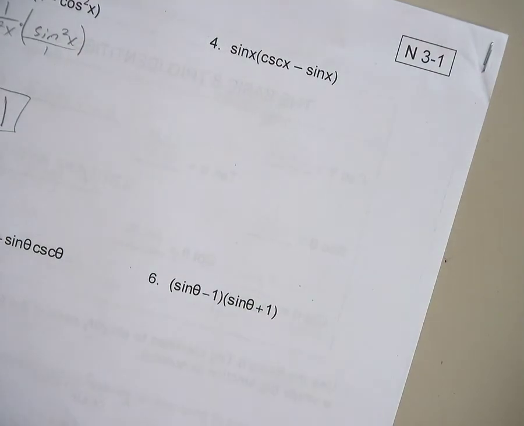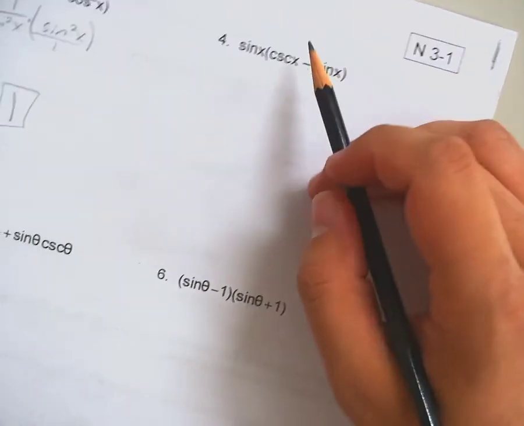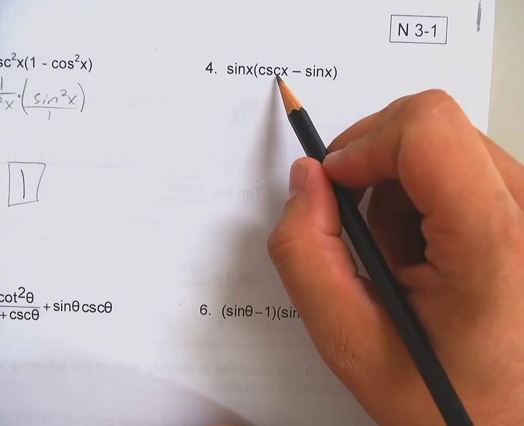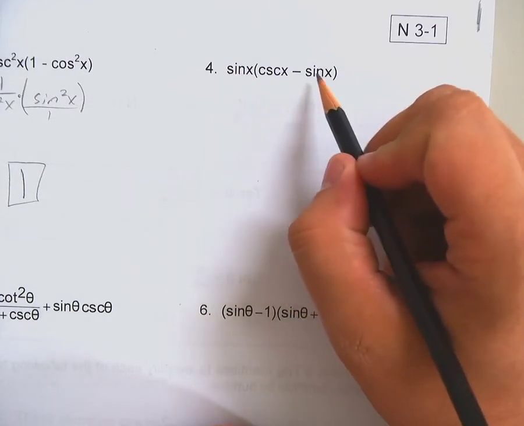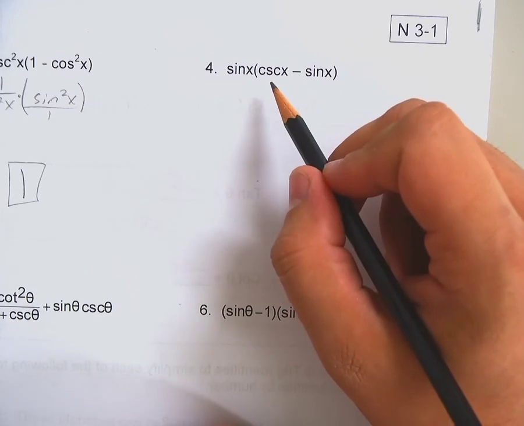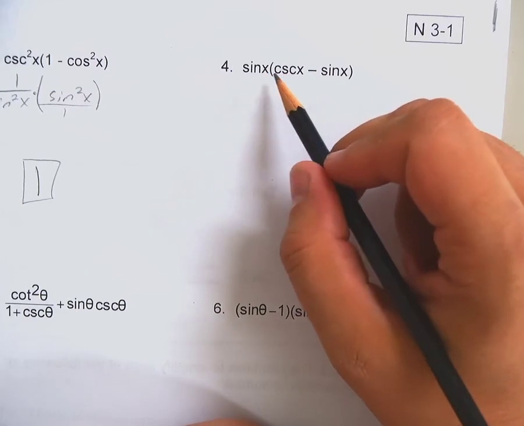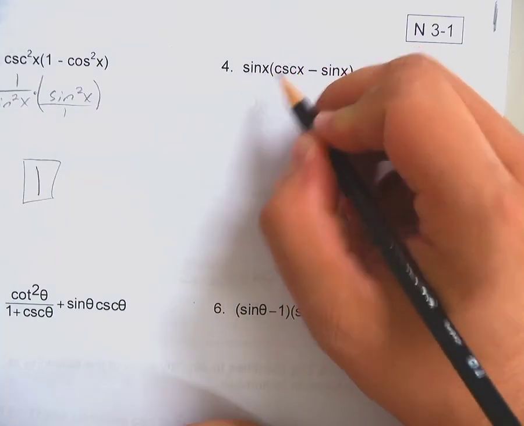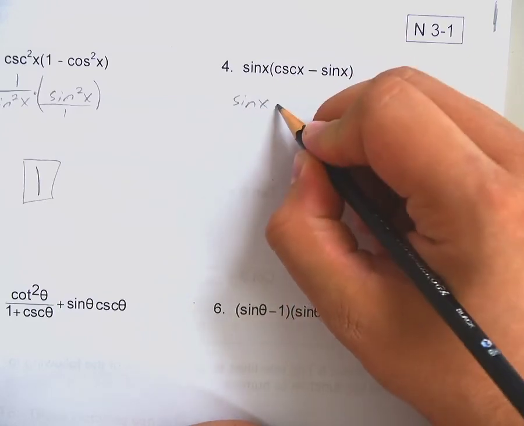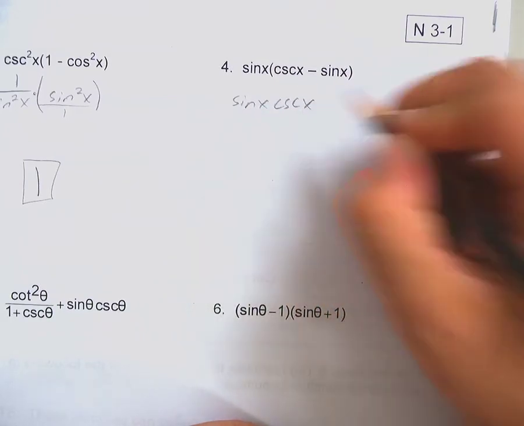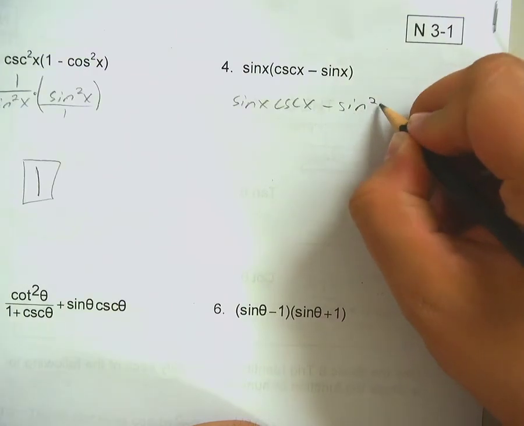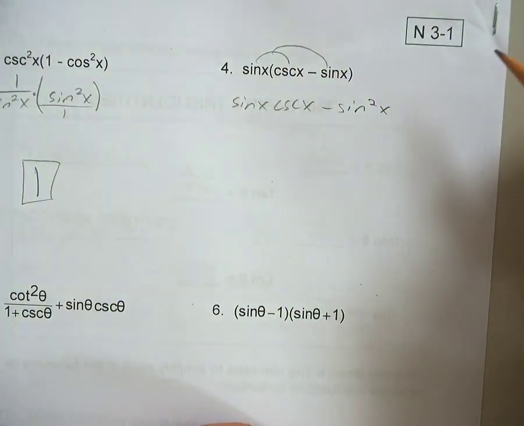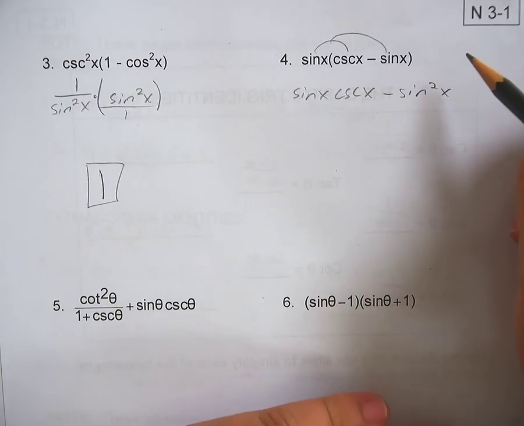All right, 4 sine x, sine x cosecant x minus cosecant x minus sine x. Now, I can convert this one to 1 over sine, but then I'll have sine times 1 over sine minus sine. So that's not going to work. So why don't we try, instead of converting like we did over here, why don't we try distributing this sine through? How about sine x times cosecant x minus sine squared x? Multiply that sine here and here. How about that?